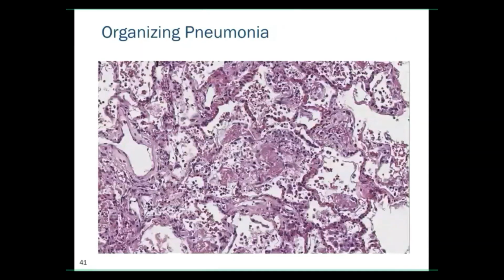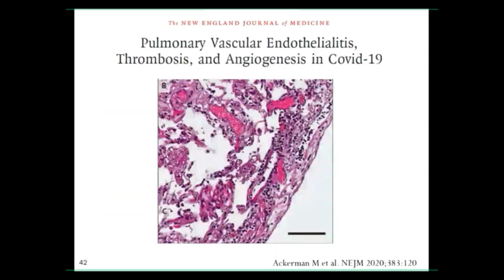This is what an organizing pneumonia looks like pathologically with these fibrotic buds in the alveolus and airways. In addition, as we said, you get an endotheliitis with thrombosis and clotting. So this was a very good paper in the New England Journal of Medicine showing that you get a severe endotheliitis with microvascular thrombosis.